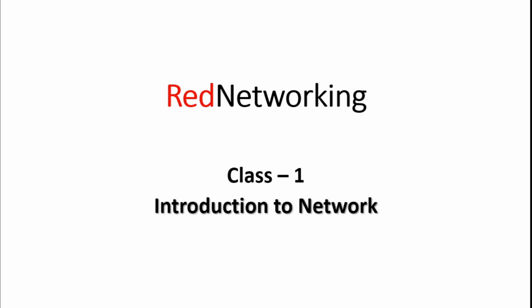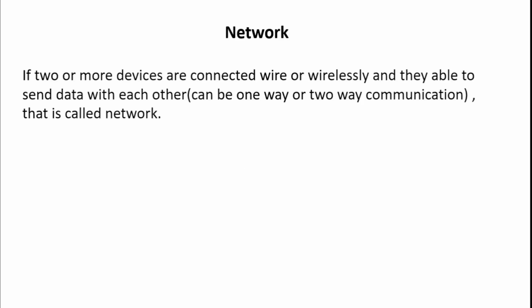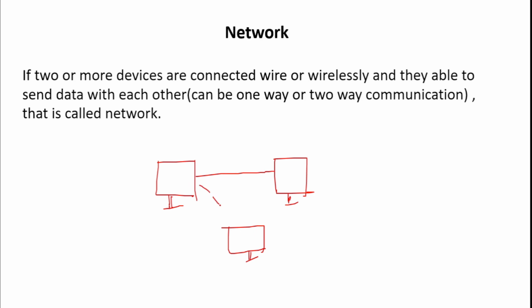Today we will discuss an introduction to network. So first, let's look at what a network is. If two or more devices are connected together, by wire or wirelessly, and they are able to send data to each other, one way or two way, that is called a network. The way the process communicates is called networking.